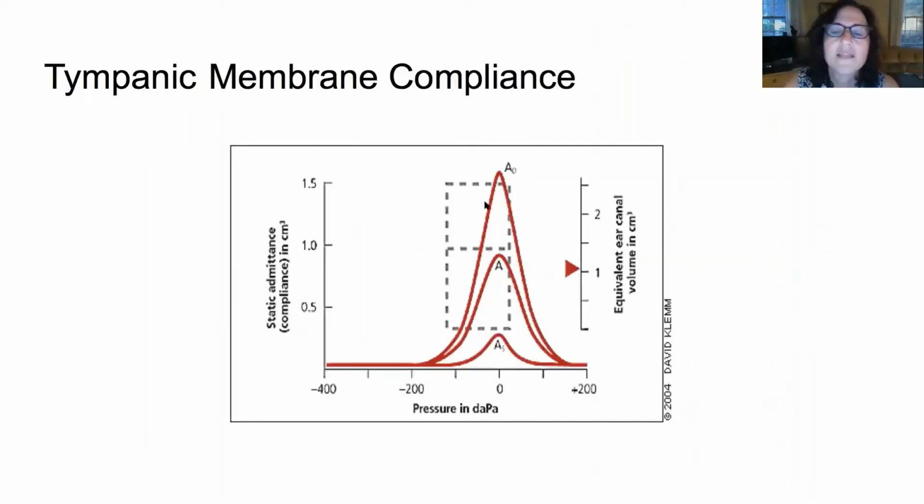And then there's the compliance. Here, if it's a really floppy eardrum, it's going to be way up here. And if it's a stiff eardrum, it's going to be here. And this is more of a normal compliance to the eardrum. The compliance, both high and low, AS and AD, can really affect the hearing and can add a conductive component to hearing loss. And you might see a little air bone gap.